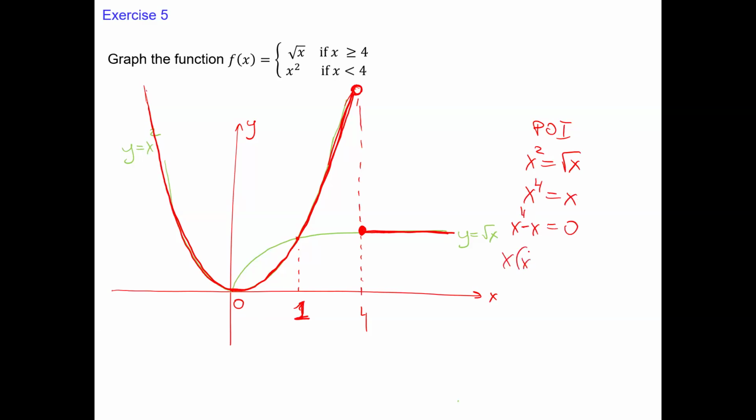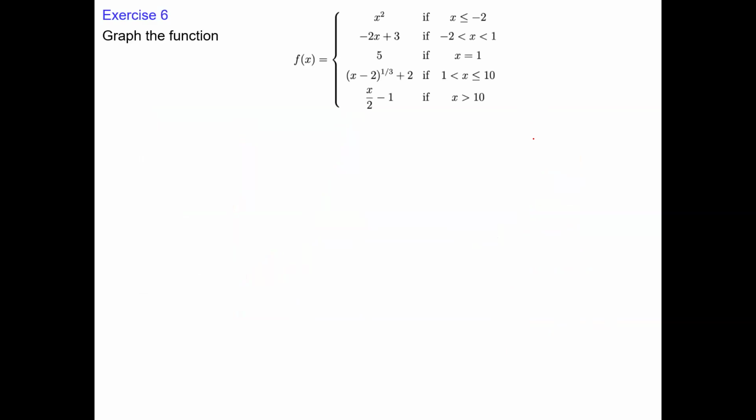We can factor out x cubed minus 1, and then x equals 0, or x cubed minus 1 equals 0, which gives 0 and 1. Okay, that's how we can find points of intersection. Beautiful. Okay, and then the last exercise is this one.